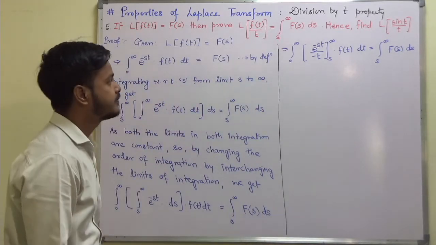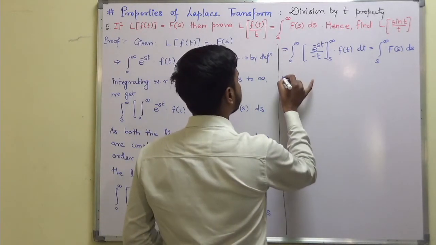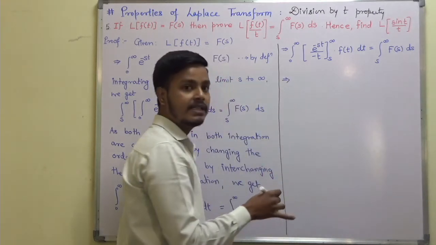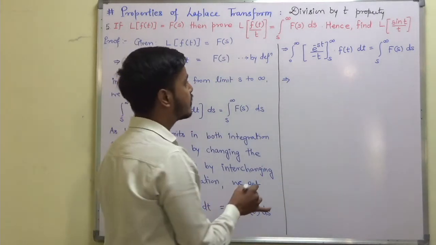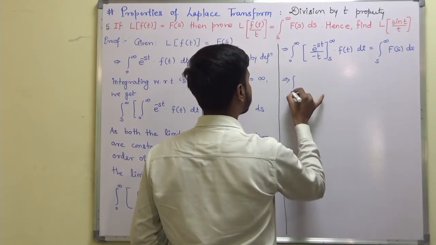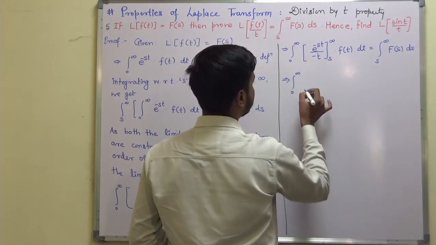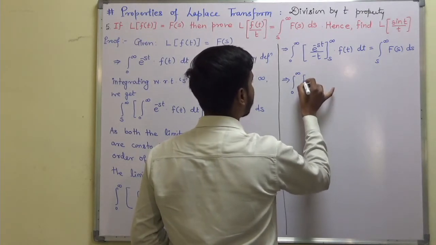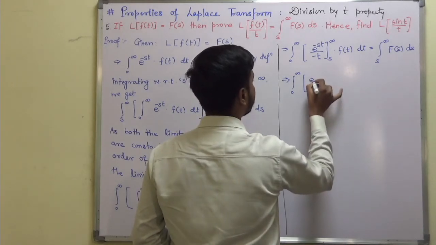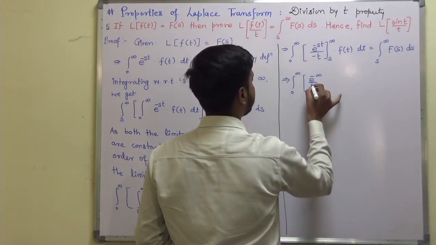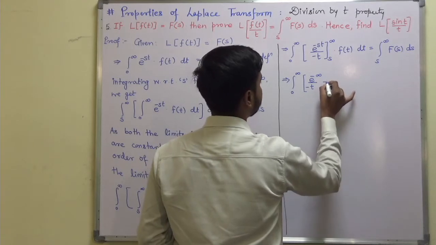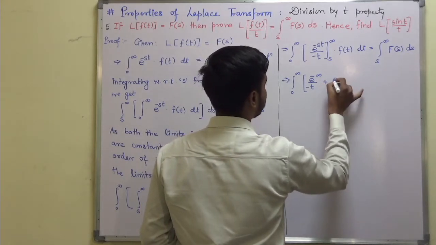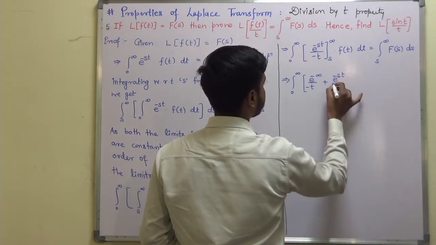Okay. Now applying the integration, upper limit minus the lower limit. So this is integration 0 to infinity, then applying upper limit minus lower limit, this will be e to the power minus infinity by minus t minus minus plus e to the power minus st by t.